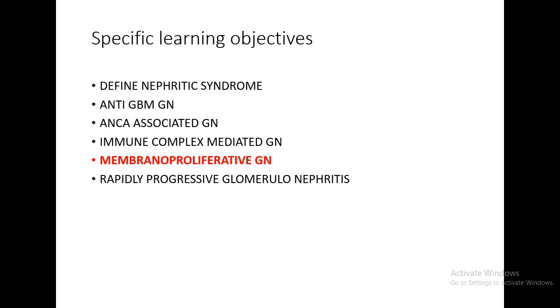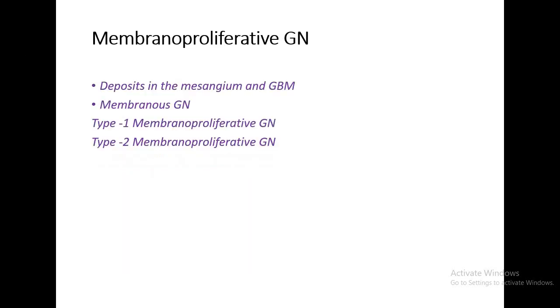So next we'll start with membranoproliferative glomerulonephritis. It is a type of glomerulonephritis, or inflammation of the glomerulus, due to immune complex deposits in the mesangium and glomerular basement membrane. You should not confuse this with membranous glomerulonephritis, where there is no involvement of the glomerular basement membrane, only the mesangial proliferation will be there in membranous glomerulonephritis.